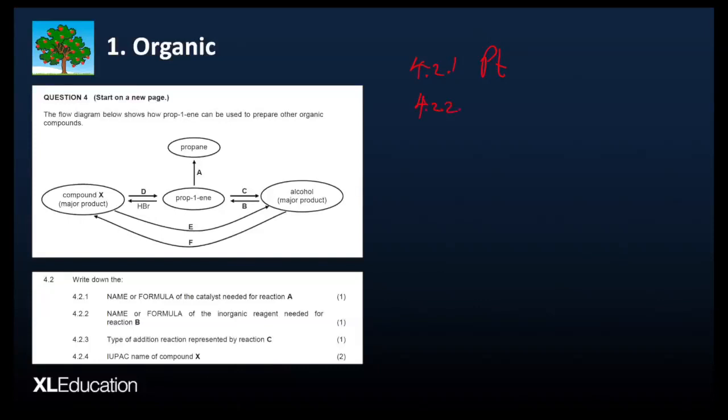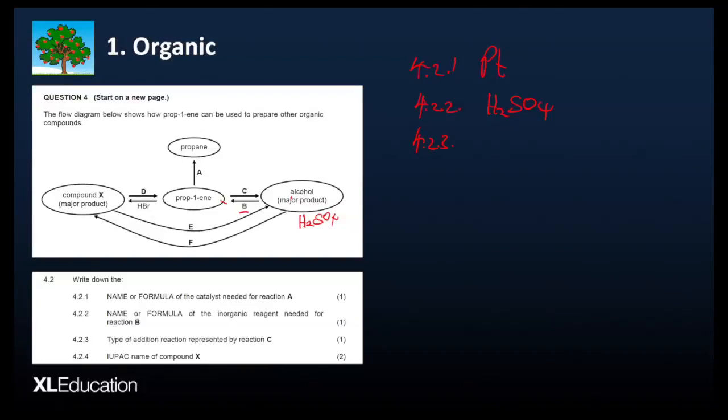Then 4.2.2. Name or formula of the inorganic reagent needed for reaction B. Reaction B, let's have a look. This is reaction B. Reaction B is an elimination reaction, which is the reverse of addition. So we have said it earlier on. For alcohols to undergo elimination, they need what? Sulfuric acid. So the inorganic reagent needed for reaction B, which is elimination, is our sulfuric acid.